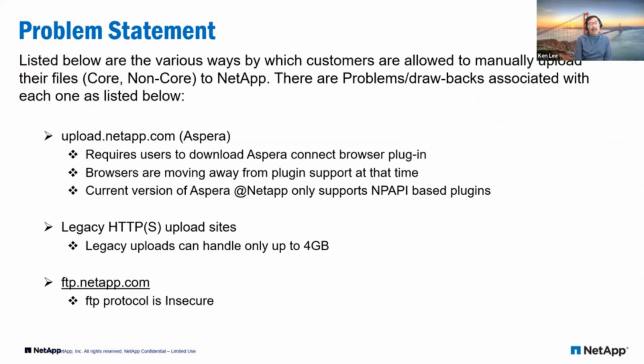So if you were here more than 10 years ago, I'm sure some of you are familiar with the site upload.netapp.com, where we were using Aspera to allow our customers to upload files to NetApp. It required that our customer download the browser plugin. At the time, it only supported Netscape. I know I'm dating myself. Plugins allowed the web browser to load and run external application software. So that's how we were doing the uploads. At the time, the file size was limited to 4 gigabytes. So if the plugins were giving our customer upload problems, we just told them, hey, try FTP. And FTP was insecure and not very robust.